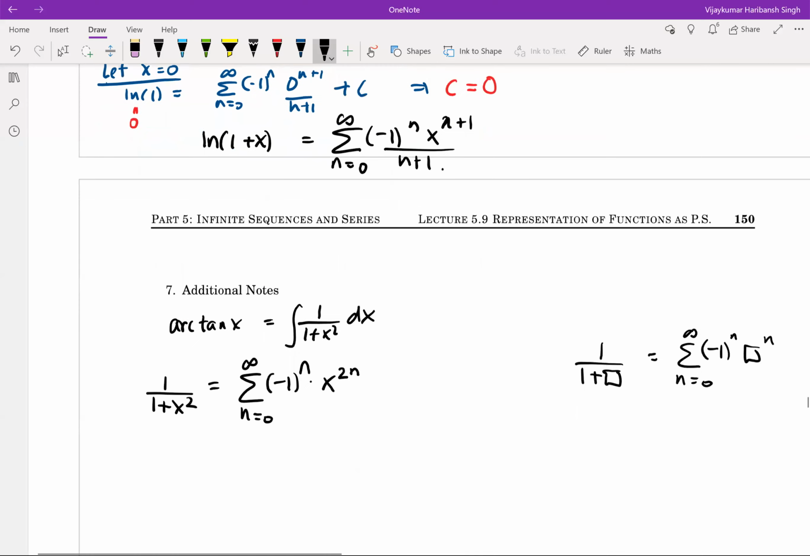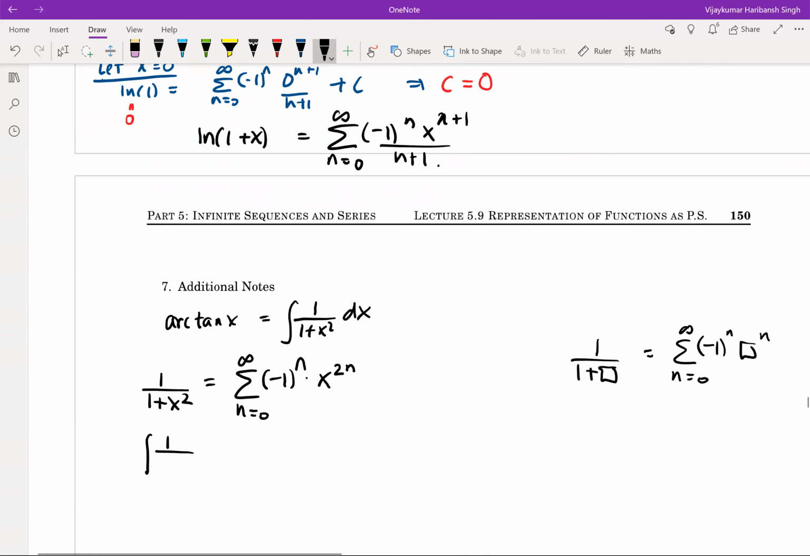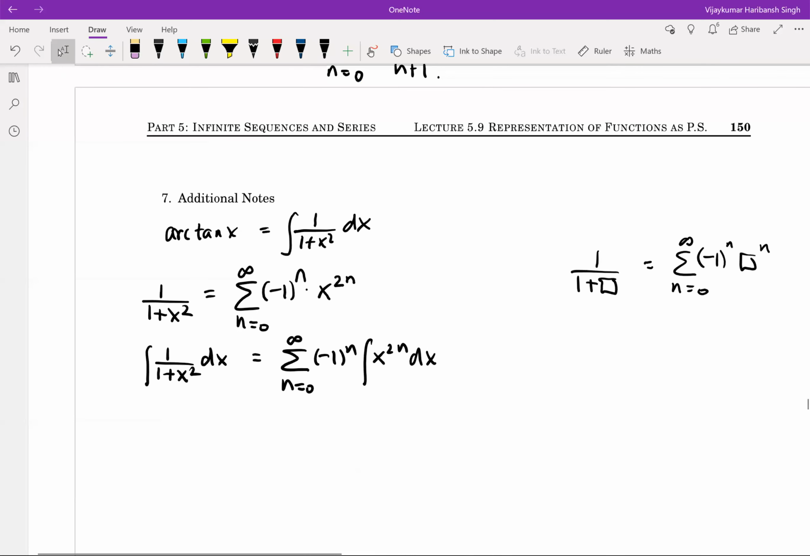Now integrate on both sides. So we get the integral of 1 upon 1 plus x squared dx is going to be the summation n equals 0 to infinity of minus 1 to the power n times the integral of x to the power 2n dx. So what do we get out of that? We have the summation n equals 0 to infinity of minus 1 to the power n x to the power 2n plus 1 divided by 2n plus 1, plus a c here. And on this side, we have tan inverse of x, or arc tan x. Now we need to find out what this c is.